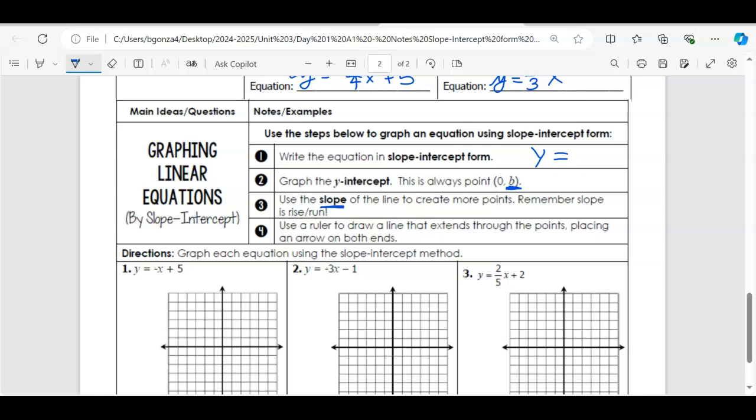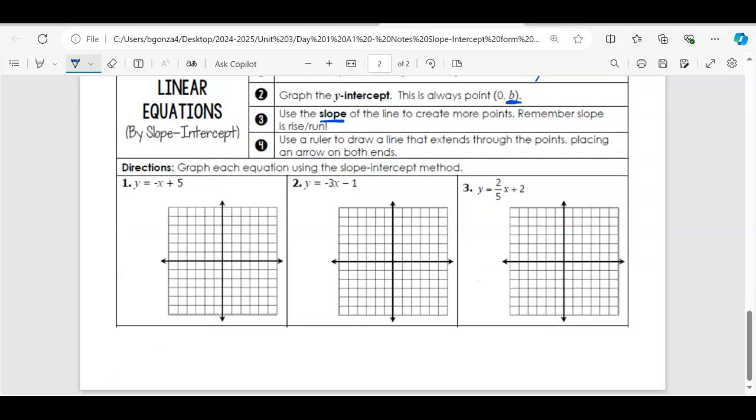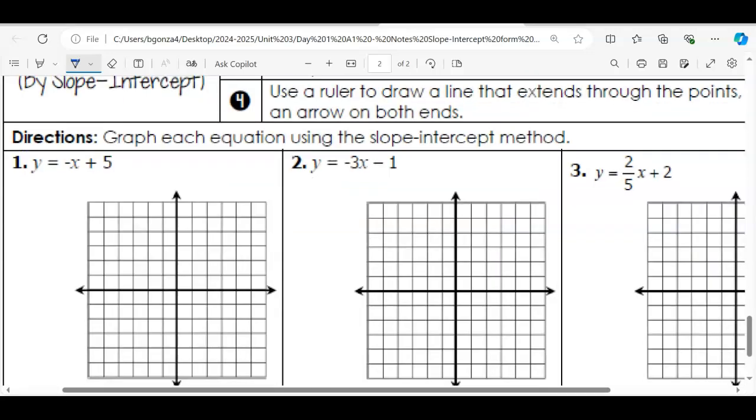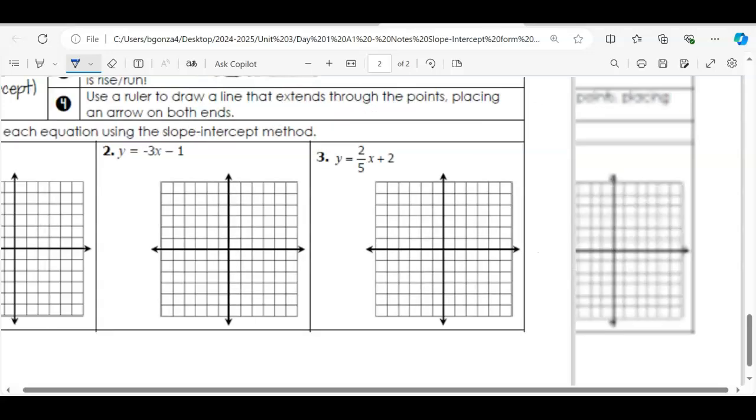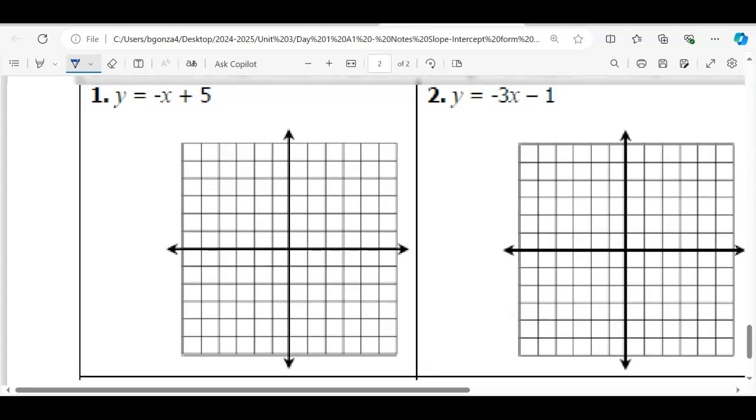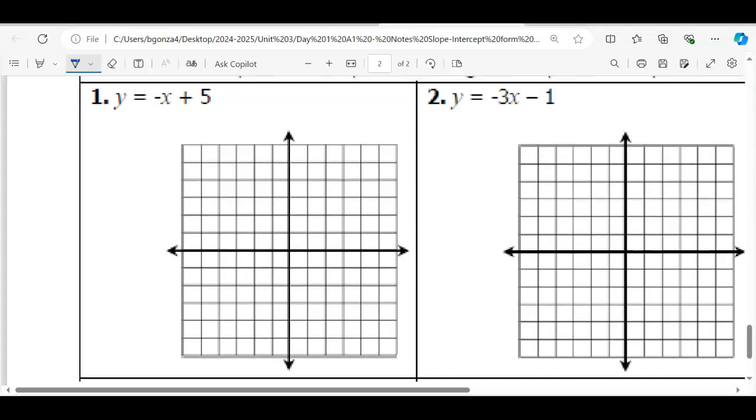All right. Now, step 1, is it y equals? It is. Step 2, what do I graph first? So here's the deal. You got to know what m is. You got to know what b is, right? Where's the slope? Where's the y-intercept? So here's a little song, right?